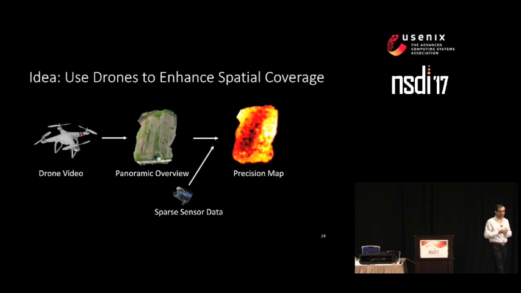Of course, to build this map, we need two steps. The first step is to go from drone video to the panoramic overview. And the second step is to combine this overview with the sensor data and get the sensor map. I'll not talk to you about the first part today. I'll focus on the second part, which is to combine this panoramic overview with the sensor data.